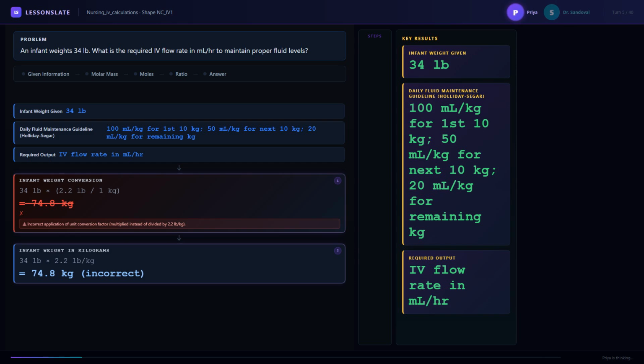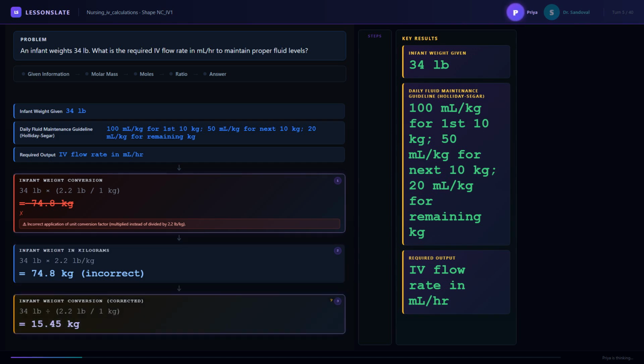Oh, right. I totally did that upside down. I should divide by 2.2 instead, or multiply by 1 kilogram over 2.2 pounds, so the pounds cancel out. Let me try that. 34 pounds divided by 2.2 pounds per kilogram gives me approximately 15.45 kilograms. Is that the correct way to set it up?